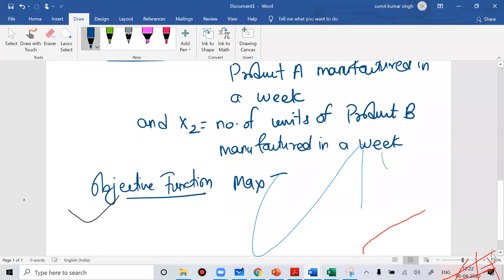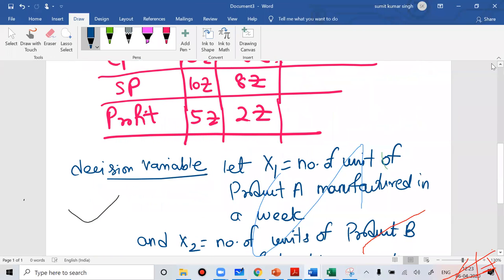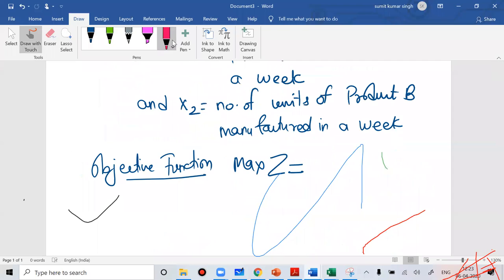I'll write maxima of Z. This is the way we write the objective function, where on one unit of A I'm getting 5 rupees profit, and on one unit of B I'm getting 2 rupees profit. So I'll write the objective function as 5x1 plus 2x2. This is my objective function.